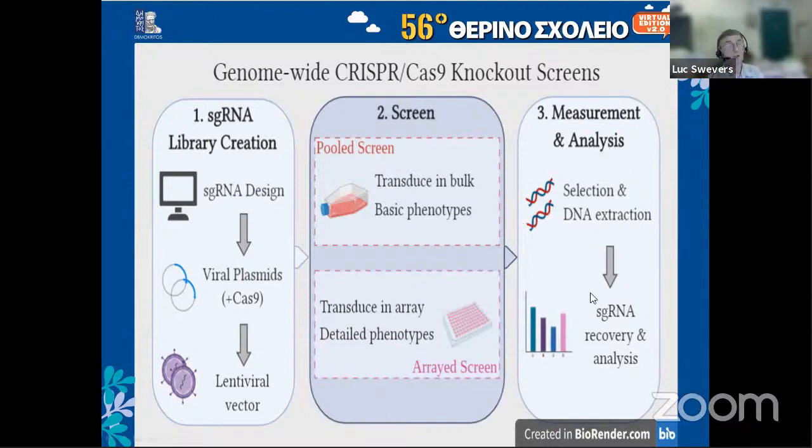And to analyze it, after a selection procedure, the RNA is selected, and the single guide RNAs are subjected to high throughput sequencing to assess the presence of single guide RNAs. The presence of single guide RNAs can be correlated with a gene knockout. So in that case, you can identify the genes that are involved in this particular physiological process.